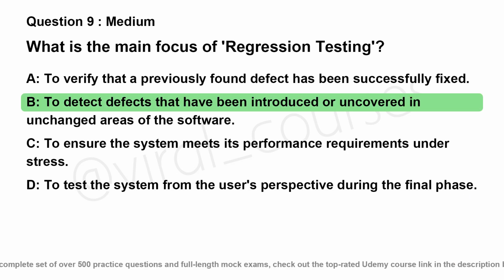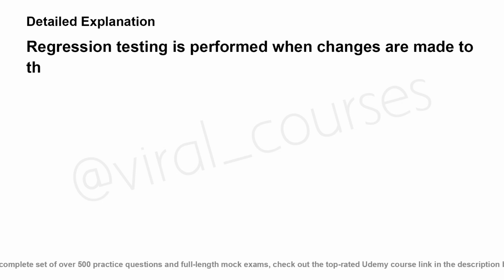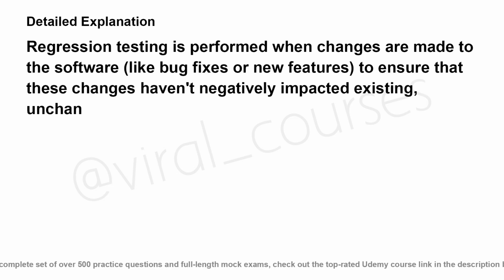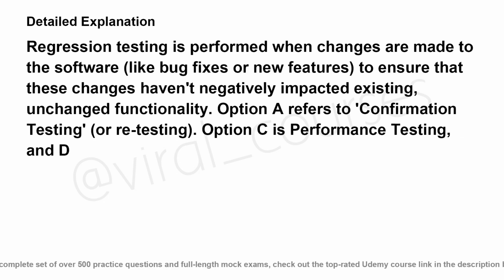The correct answer is B. Regression testing is performed when changes are made to the software, like bug fixes or new features, to ensure that these changes haven't negatively impacted existing, unchanged functionality. Option A refers to confirmation testing or retesting. Option C is performance testing, and D is user acceptance testing.